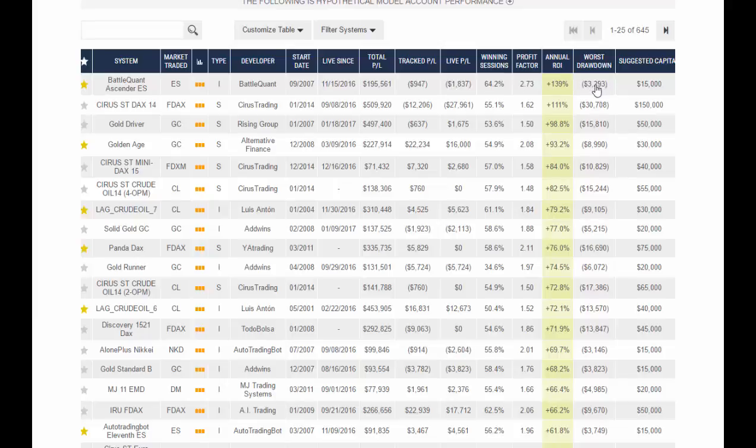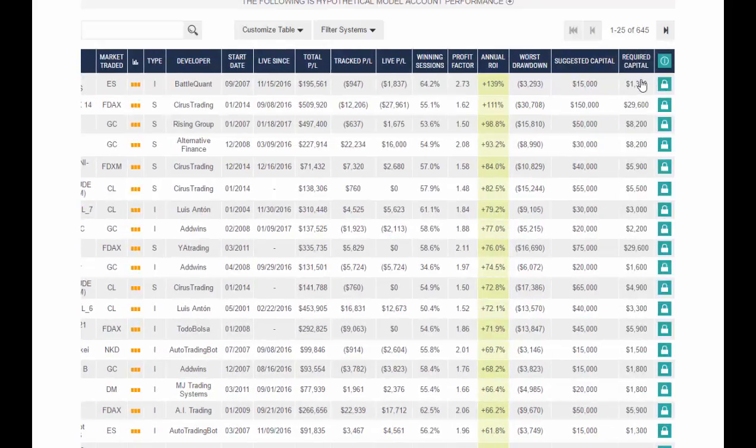So here's the worst drawdown, here's the suggested capital, required capital. The important thing to note here is if you had started trading the system right at the peak before its worst drawdown, and if you had funded your account with the required capital, you would have sustained quite a significant loss. However, if you had funded your account with the suggested capital of $15,000, you'd have sustained just a little bit over a 2% loss in equity.